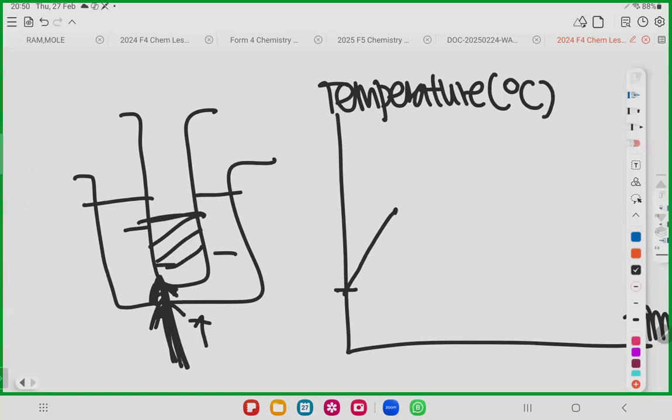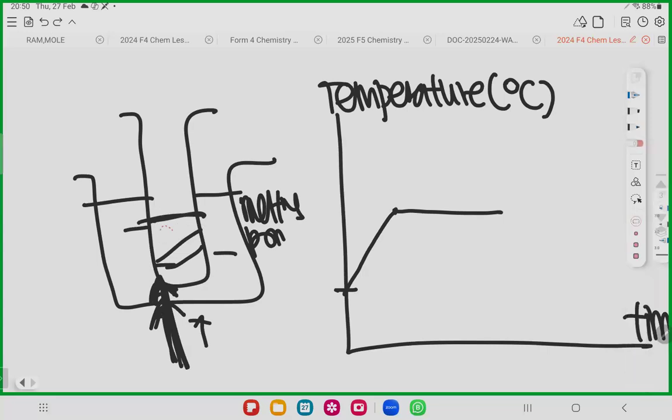So until you reach a melting point. Once you reach melting point, the temperature will stop changing. They don't increase, they don't decrease. The temperature will be constant until all the solid fully melted to become liquid. After the solid becomes liquid, then you continue to heat, the temperature continues to shoot up.